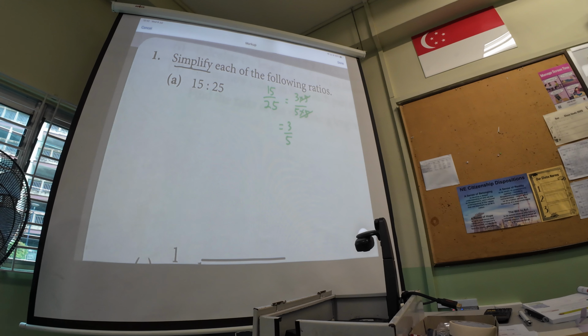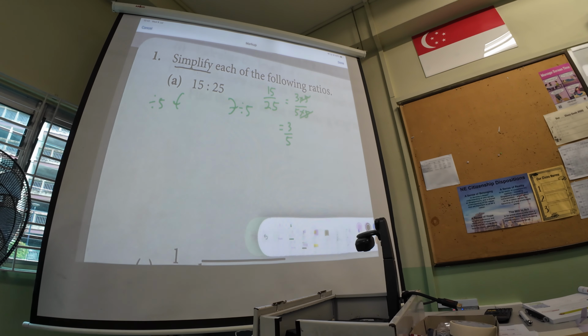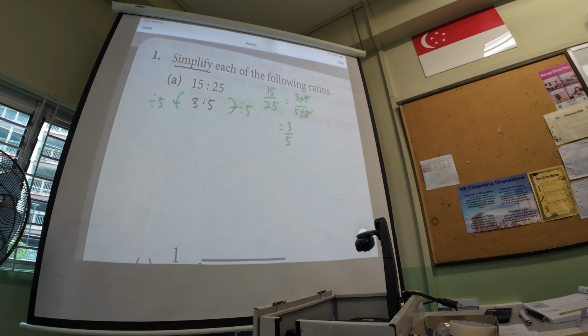Okay? So similarly, a ratio 15 is to 25, you can imagine 15 boys to 25 girls. We can have a simpler ratio. The ratio will describe how much the proportion is like. Okay? So 15 is to 25, we can also simplify it. Both sides divide by 5. Then this ratio can be simplified to 3 is to 5 also.